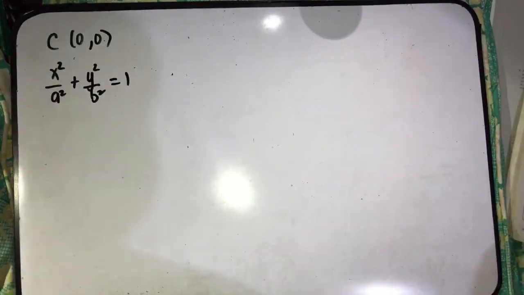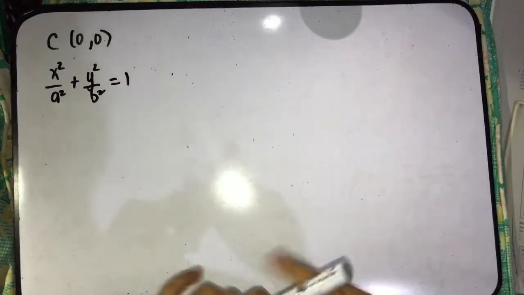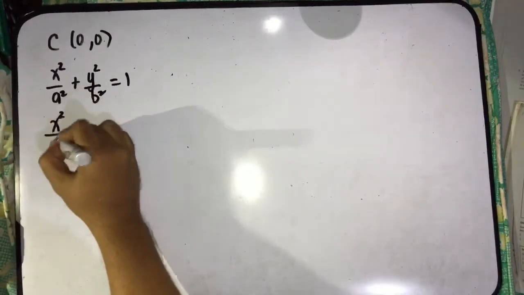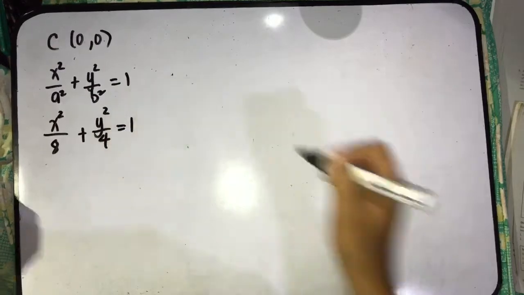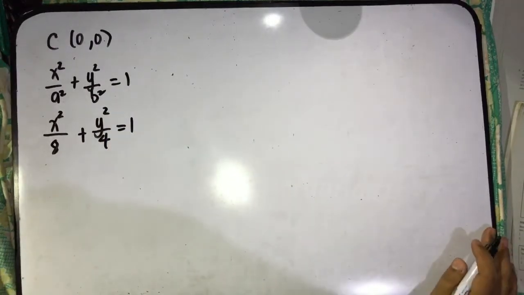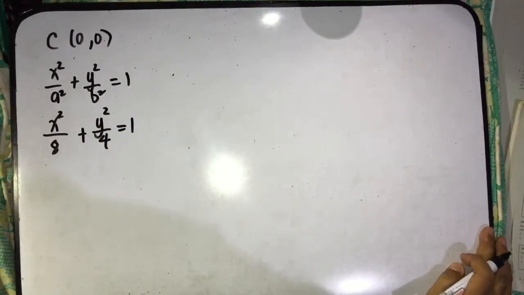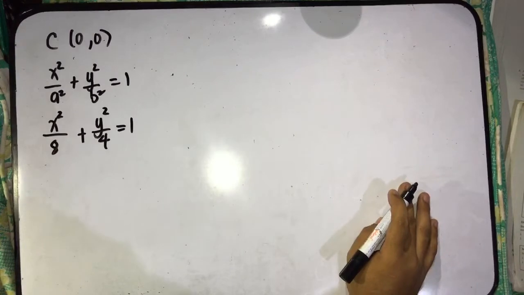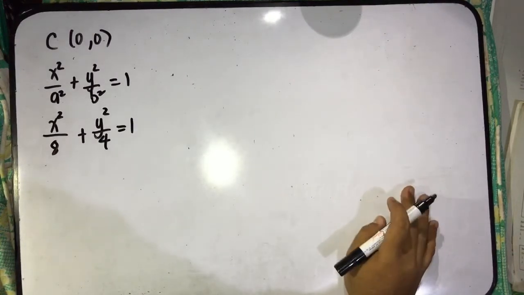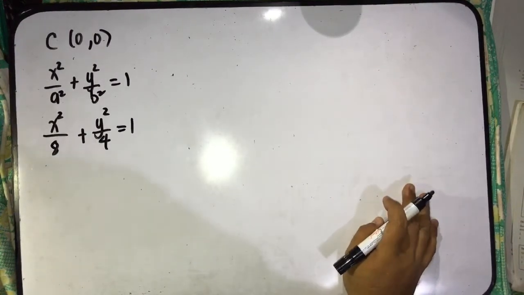So, for example, the given would be x squared over 8 plus y squared over 4 is equal to 1. We are asked to find the location of the vertices, the foci, and the co-vertices. For us to find these, we first need to identify the major axis. So, paano ba natin ina-identify yung major axis?